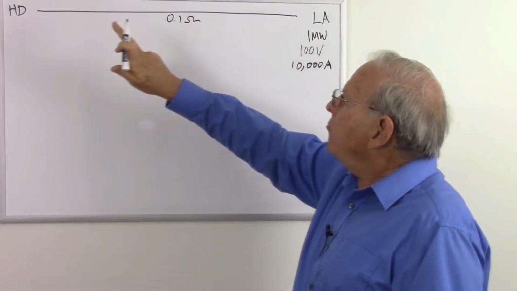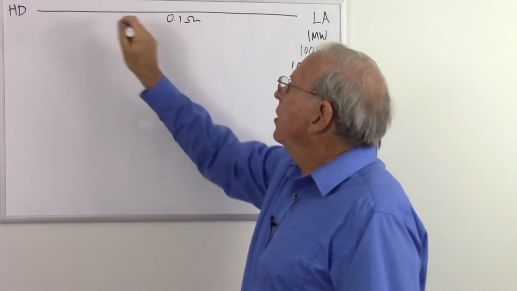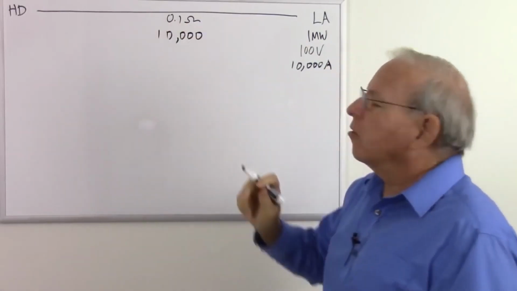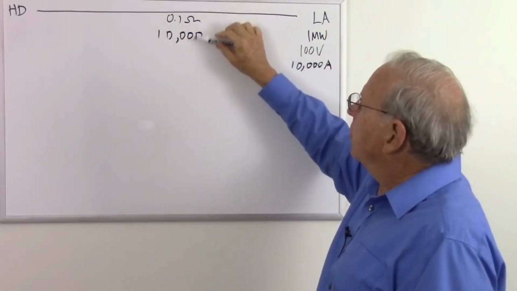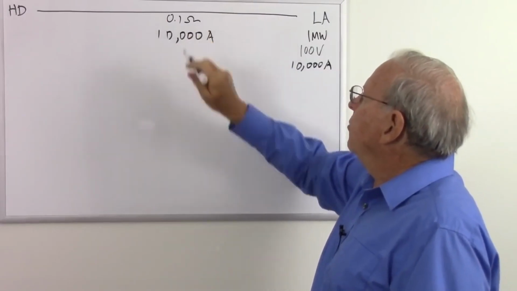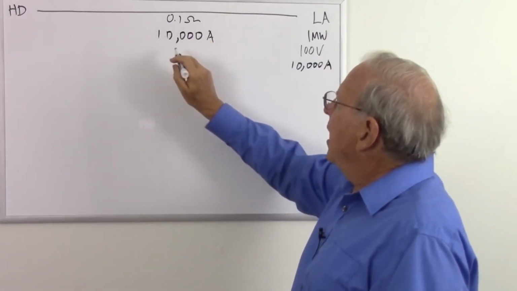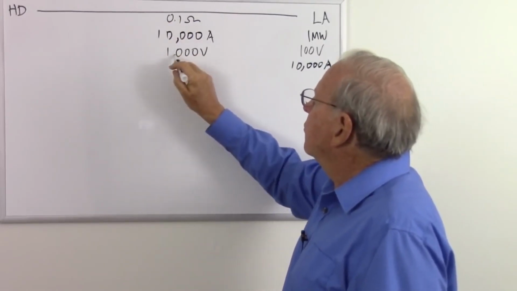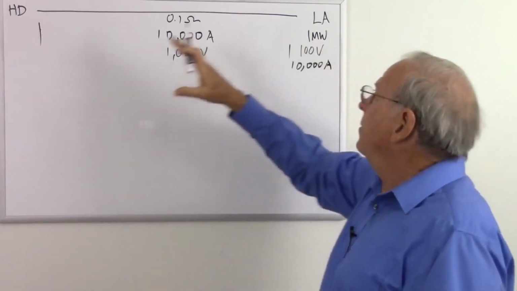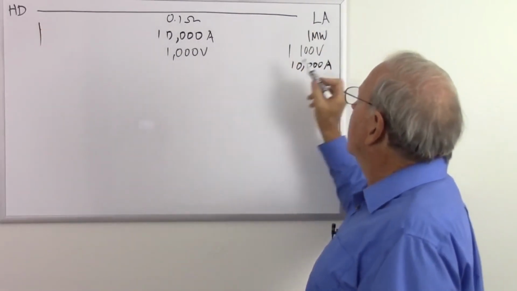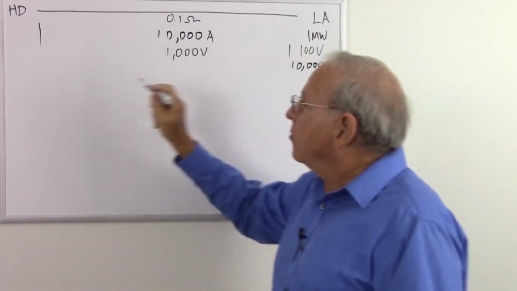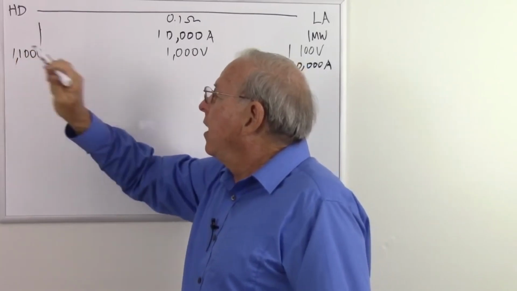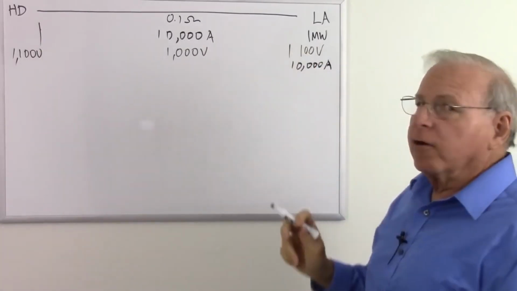So how much voltage am I going to lose taking 10,000 amps across 0.1 ohms? To find our voltage, we multiply. So we take our 0.1 ohms times 10,000 amps, and that is going to be a total of 1,000 volts. So the voltage drop between Hoover Dam and Los Angeles is 1,000 volts. And we need 100 volts left over, so that means I need to start out with 1,100 volts at Hoover Dam to get my 100 volts left over.